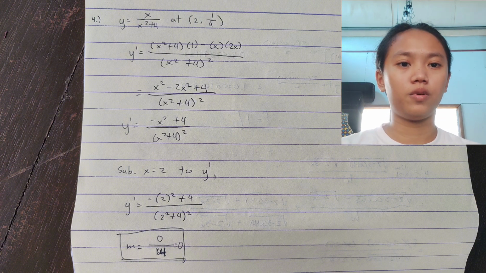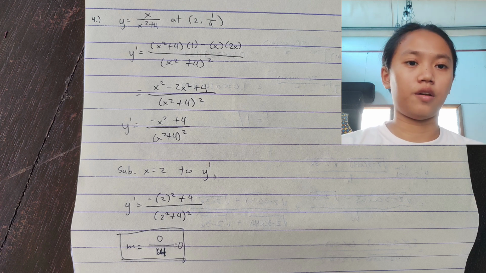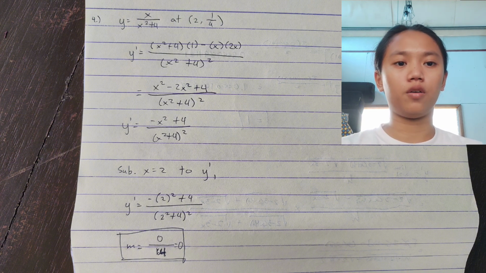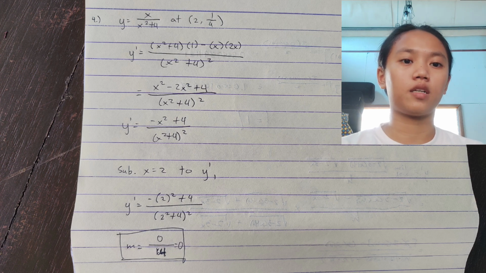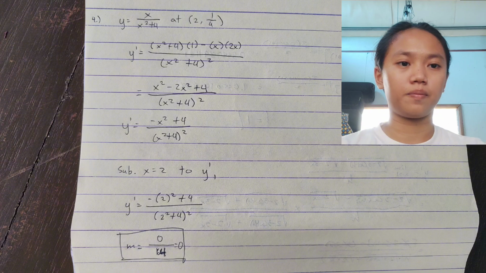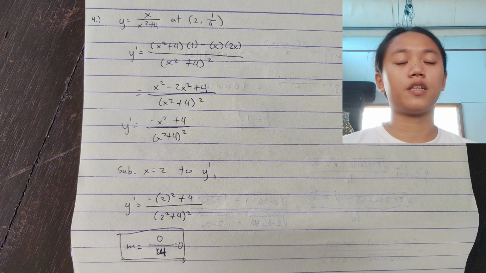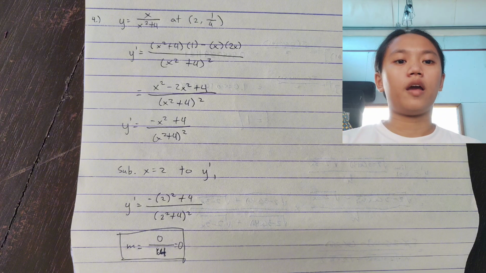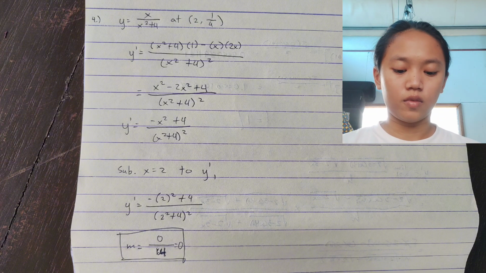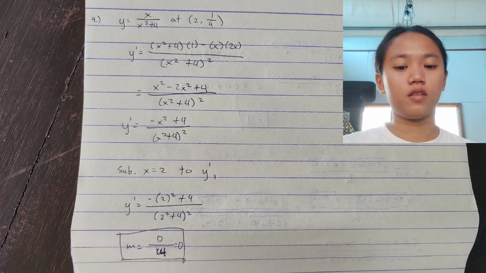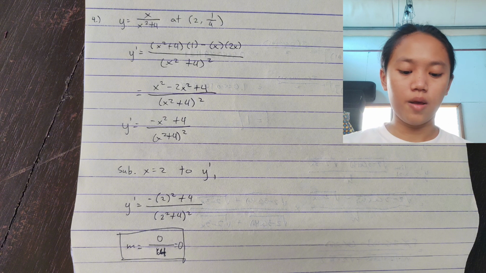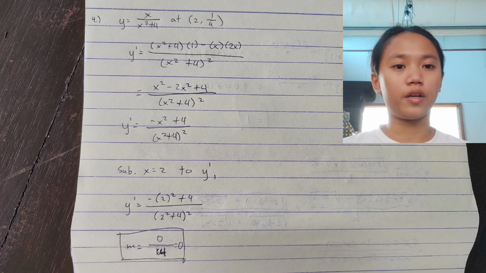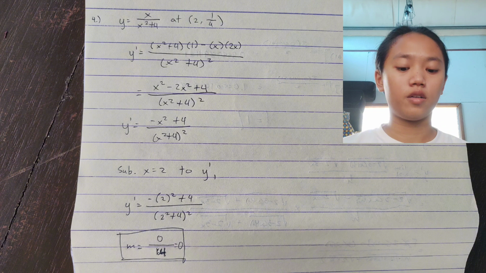To derive the equation, we will use the quotient rule, which is: if f of x equals g of x over h of x, then f prime of x equals h of x times g prime of x minus g of x times h prime of x, over h of x squared. In this equation, h of x times g prime of x is (x squared plus 4) times 1, and g of x times h prime of x is x times 2x, over (x squared plus 4) squared. This will all come together as x squared plus 4 minus 2x squared, over (x squared plus 4) squared. And our y prime is equal to negative x squared plus 4 over (x squared plus 4) squared.